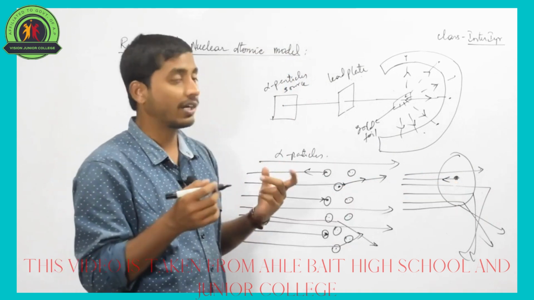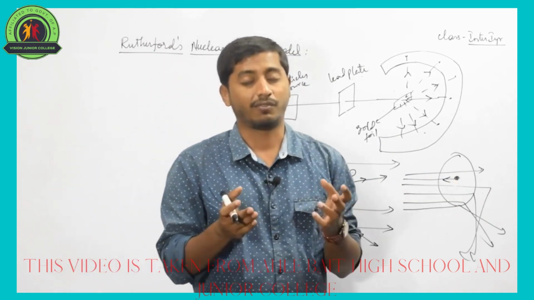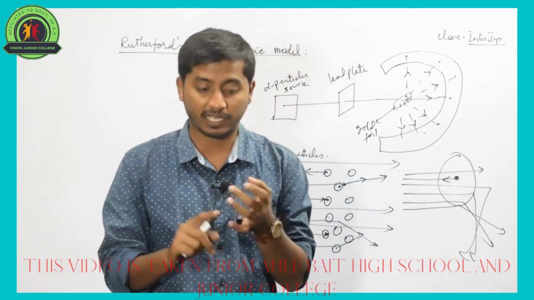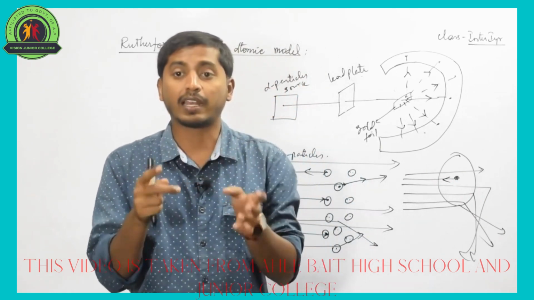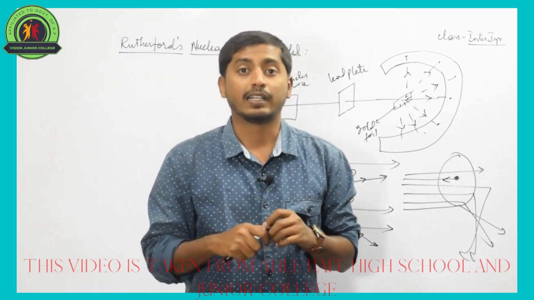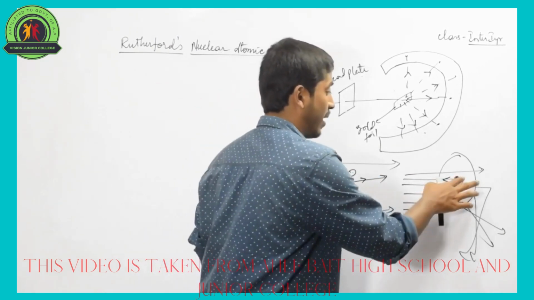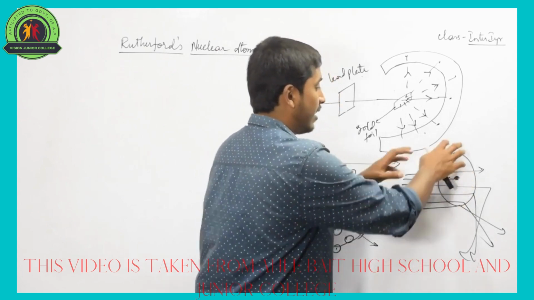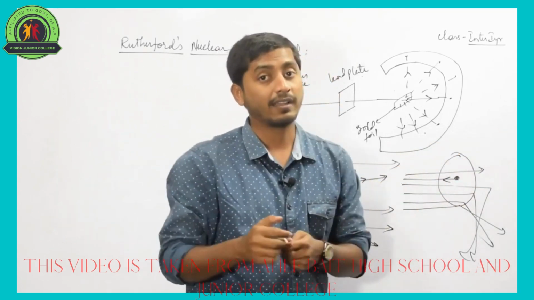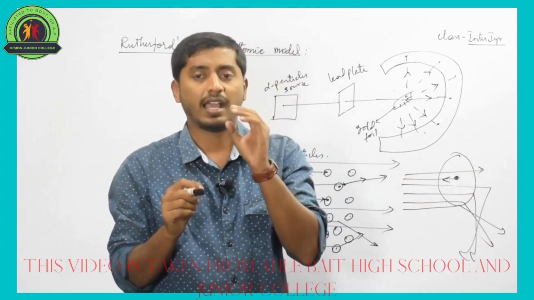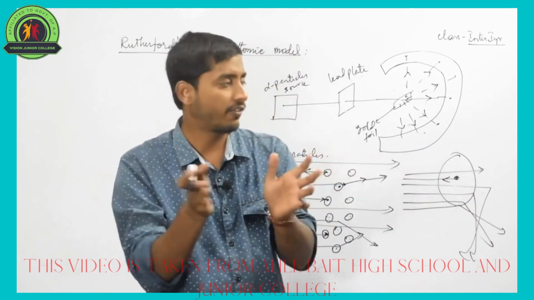Then he concluded, so what are the major results here? He tells that most of the alpha particles incident on the gold foil are not deflected, that is, other than this part or the inside things, all the rest are undeflected. Then only a small fraction are deflected at different angles.